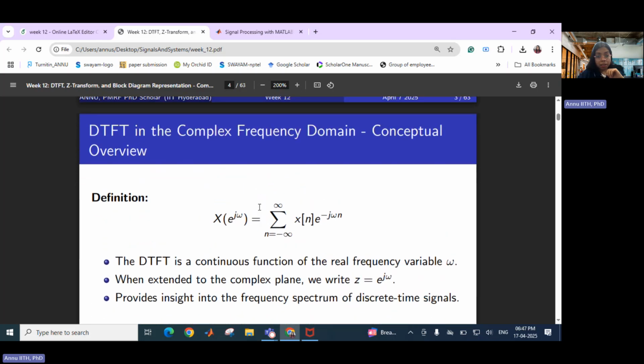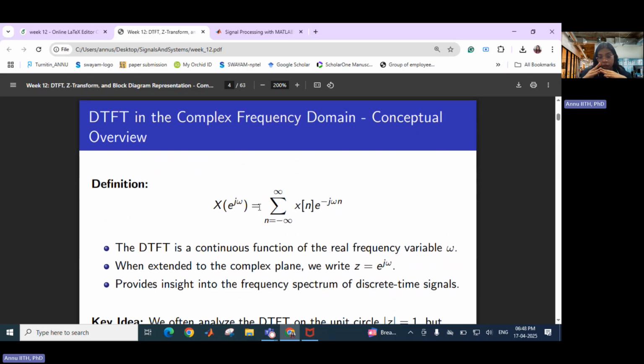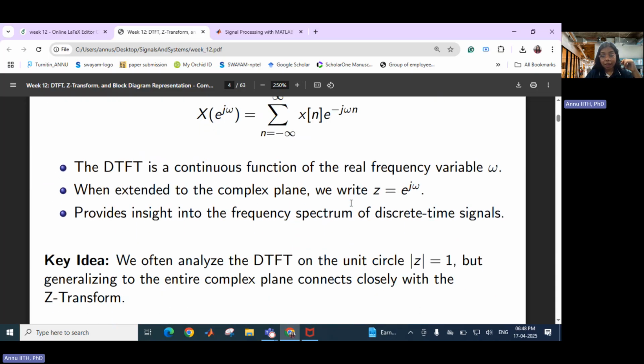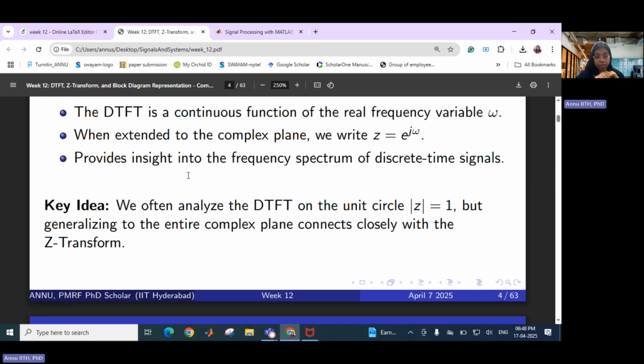So DTFT in the complex frequency domain is the conceptual overview. The definition is X of e power j omega equals the summation from minus infinity to infinity of x of n e power minus j omega n. DTFT is a continuous function of the real frequency variable omega. When extended to the complex plane, we write z equals e power j omega, which provides insight into the frequency spectrum of discrete time signals. The key idea is that we often analyze the DTFT on the unit circle, that is, mod of z equals 1. But generalizing to the entire complex plane connects closely with the Z transform.